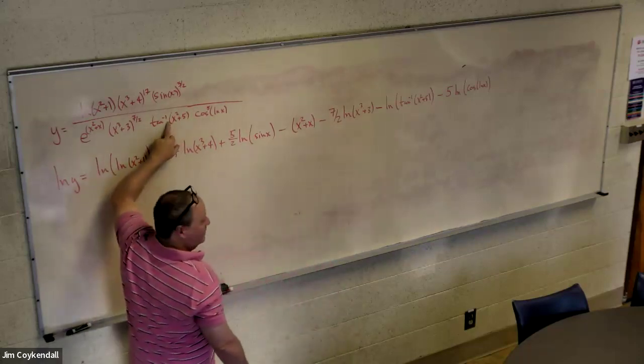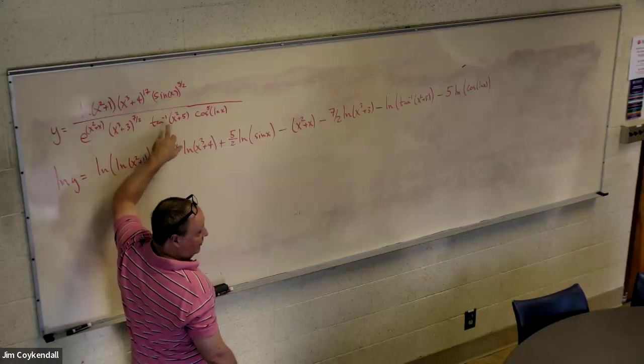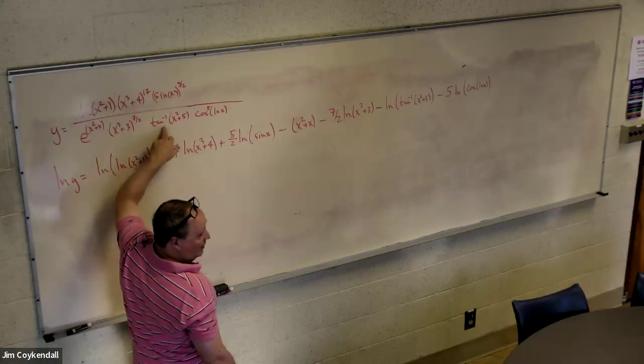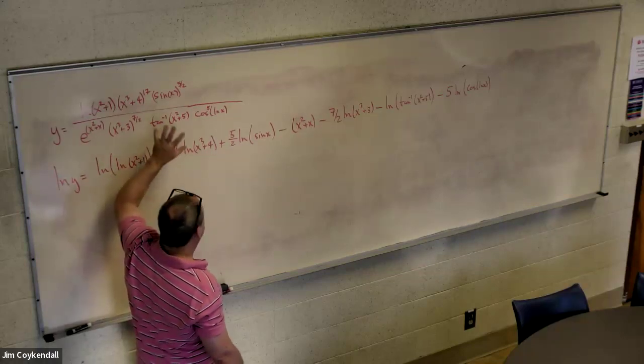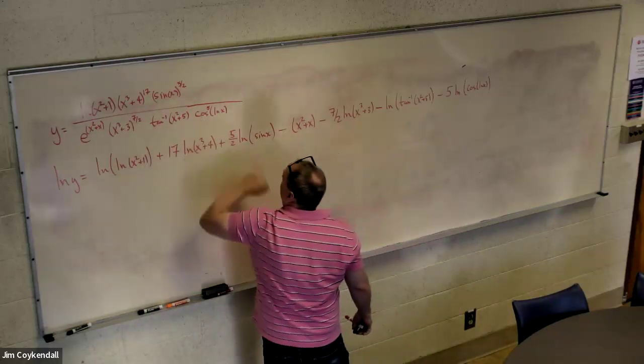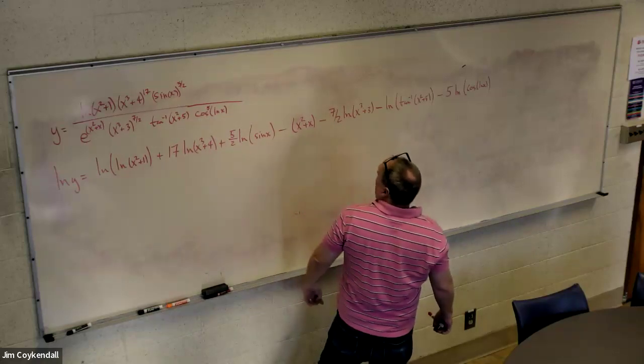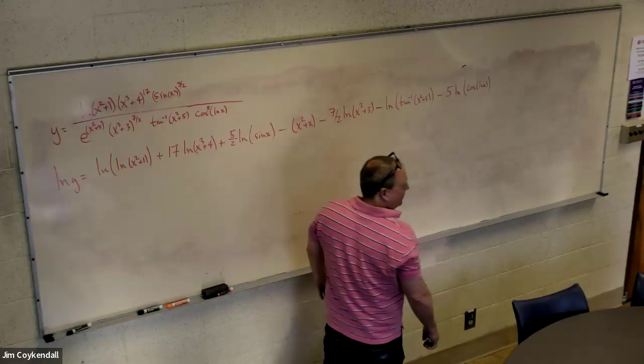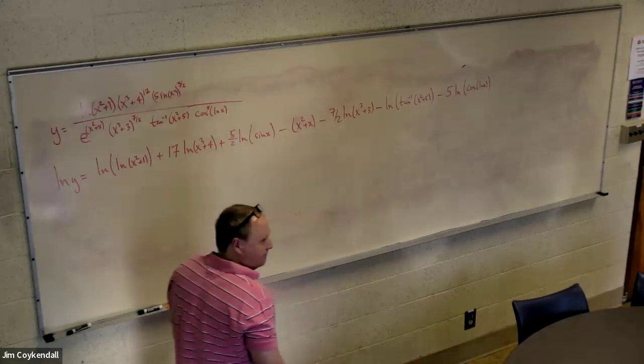By the way, don't bring that minus 1 down, right? Because this doesn't mean tangent x to the minus 1 power. This means inverse tangent, something different. So that and minus 5 log cosine log. Everybody cool? Yeah.